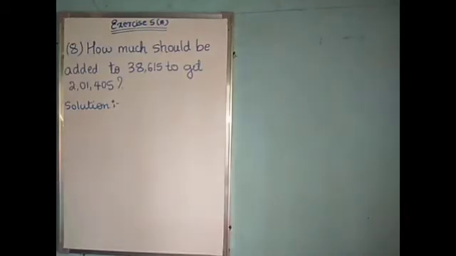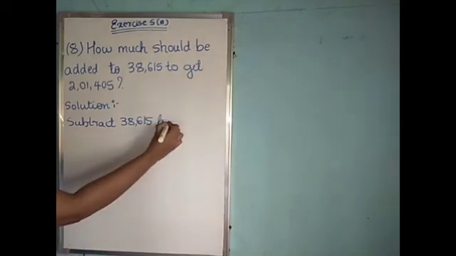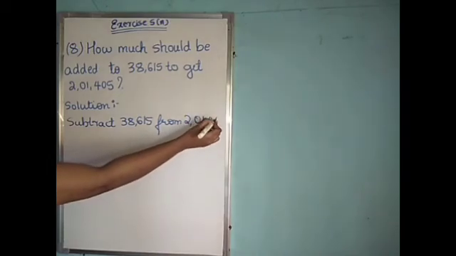Eighth one, how much should be added to 38,615 to get 2,01,405? We don't know how much we should add to 38,615 to get 2,01,405. So what we have to do? We have to subtract 38,615 from 2,01,405.